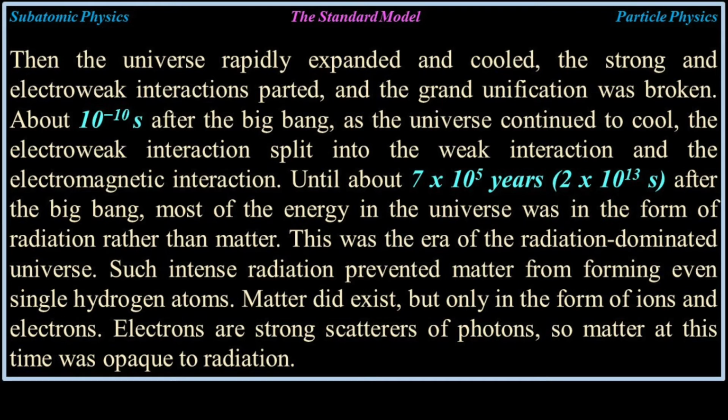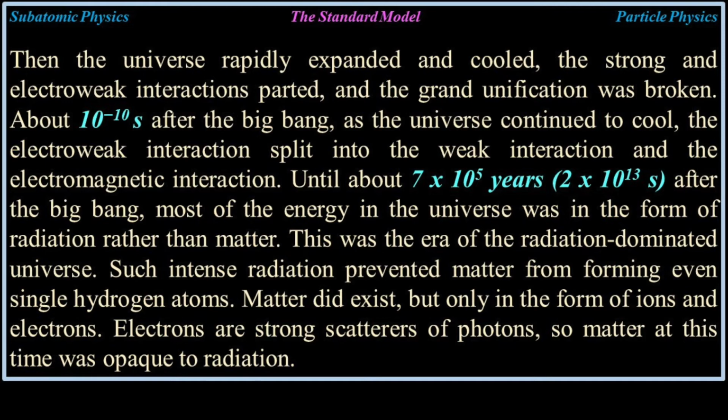About 10 to the negative 10th seconds after the Big Bang, as the universe continued to cool, the electroweak interactions split into the weak interactions and the electromagnetic interactions. Until about 7 times 10 to the 5th years, or 2 times 10 to the 13th seconds, after the Big Bang, most of the energy in the universe was in the form of radiation rather than matter. This was the era of the radiation-dominated universe.